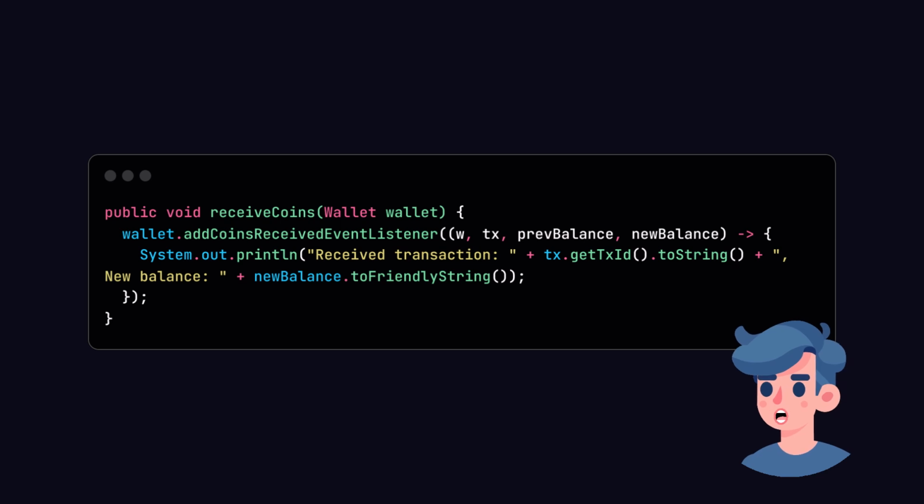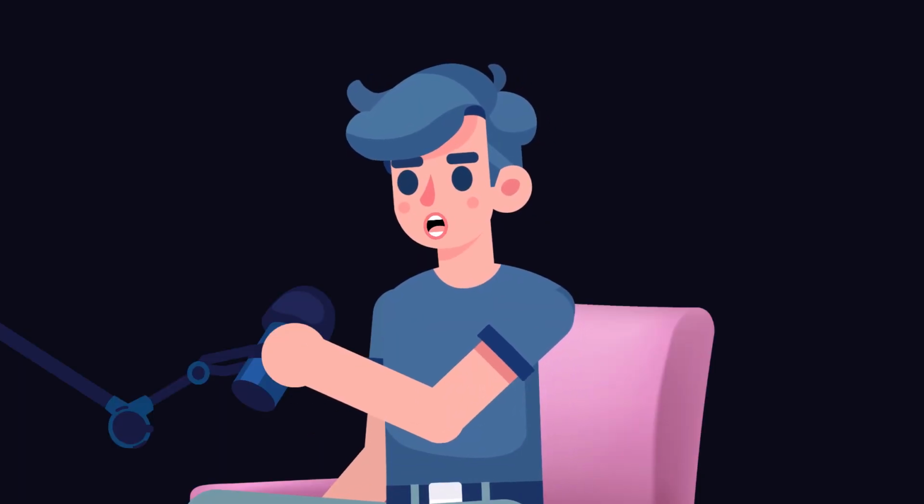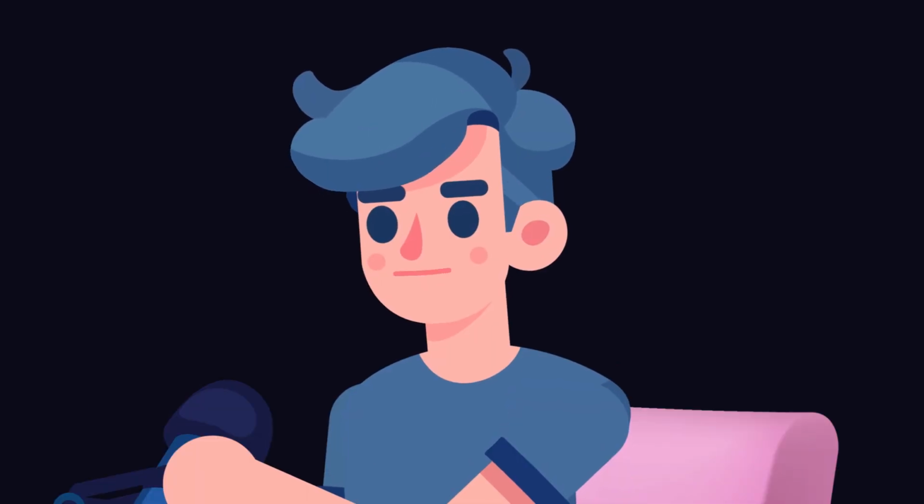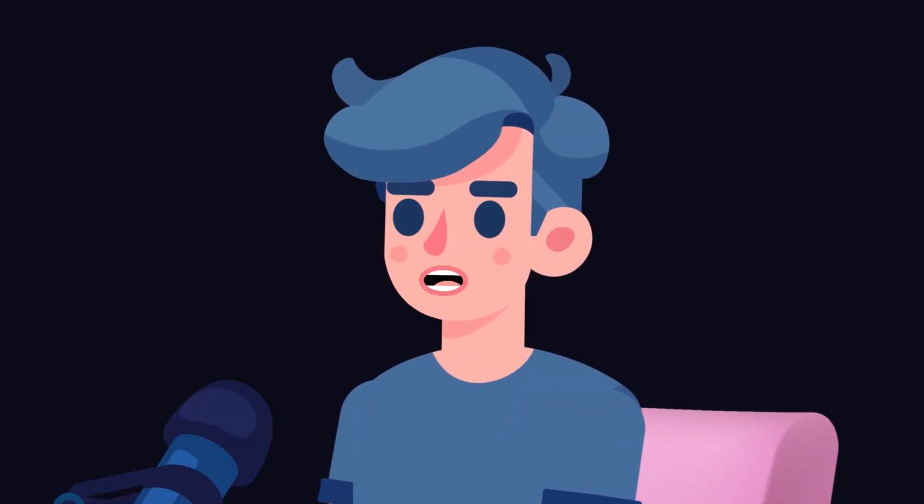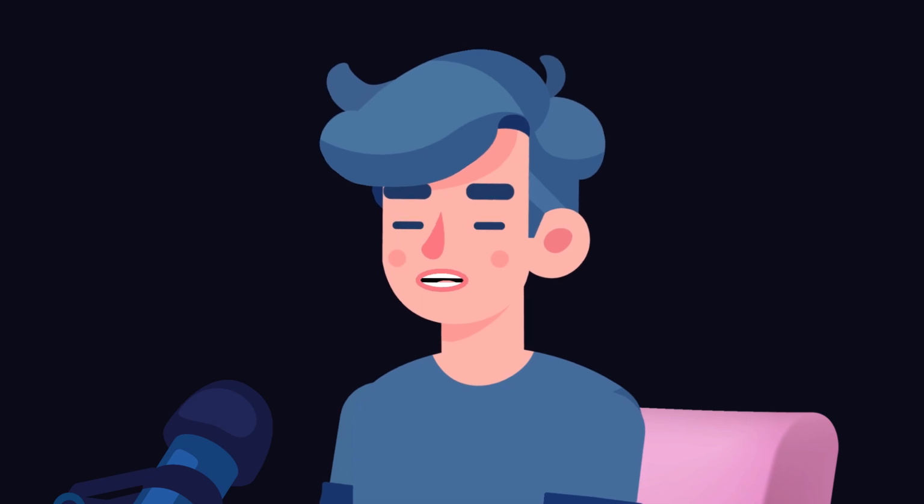Now, let's implement the functionality to receive Bitcoin. The receiveCoins method adds a listener to the wallet. This listener listens for incoming transactions and prints out the transaction ID along with the new balance whenever coins are received. This way, you can keep track of any incoming transactions without having to manually check the wallet.